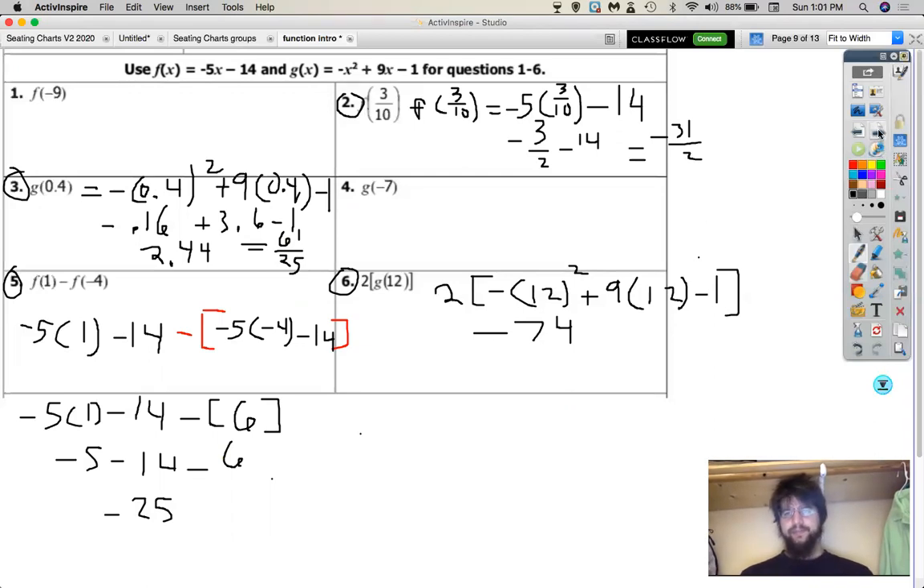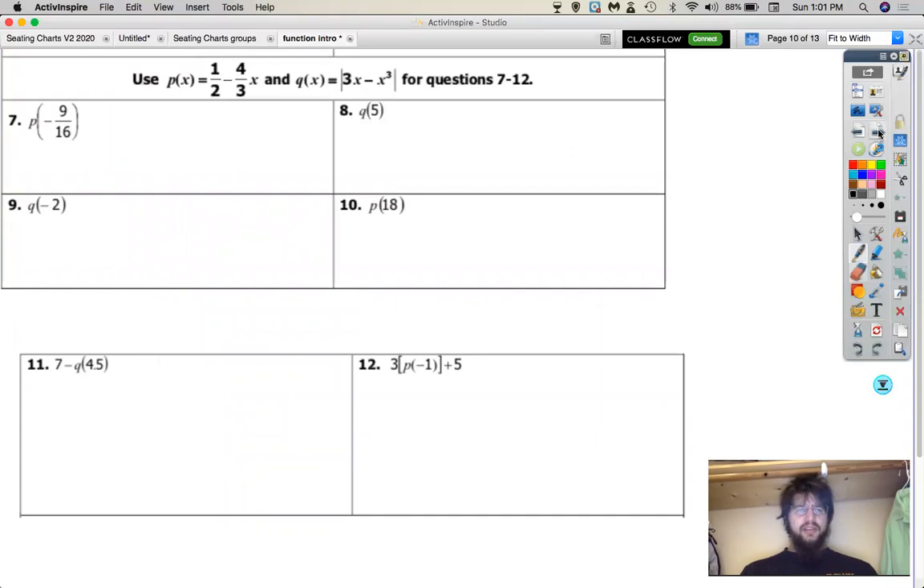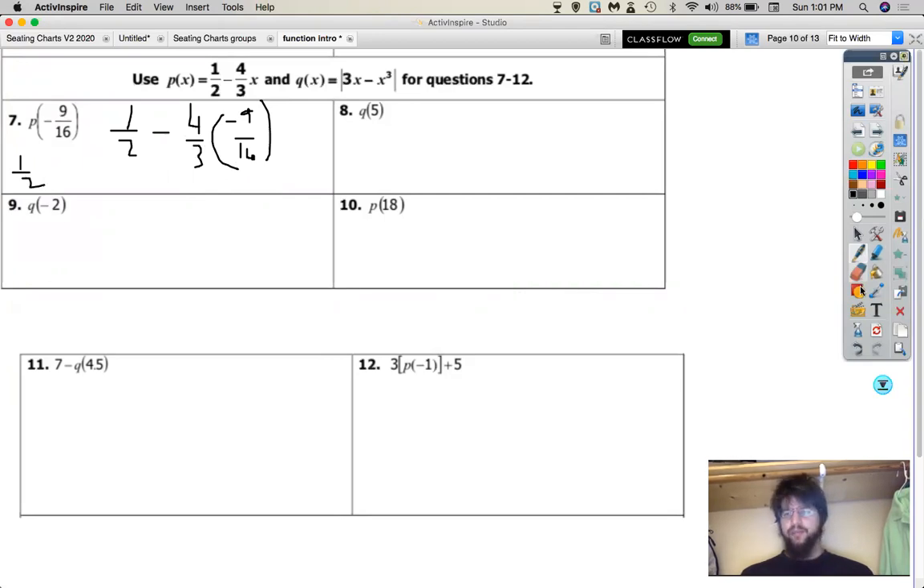Okay, let's see. More of these. We'll do one of each. We'll do a P and a Q. If you're not good at doing fractions, definitely use a calculator here. Do 7 and 8. Well, yeah, why not? 1/2 minus 4/3, and that's times, and x is negative 9/16. You can use a calculator if you need to. That's going to be 1/2. Let me get some more room.